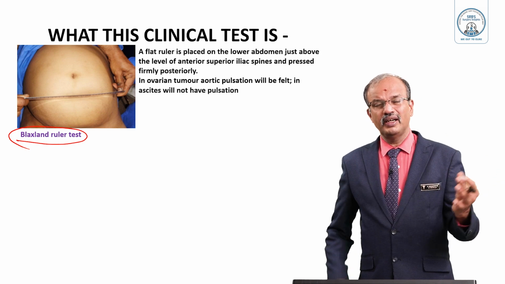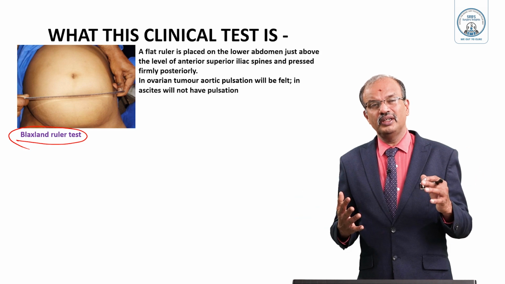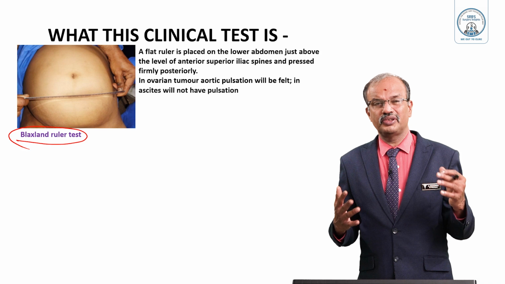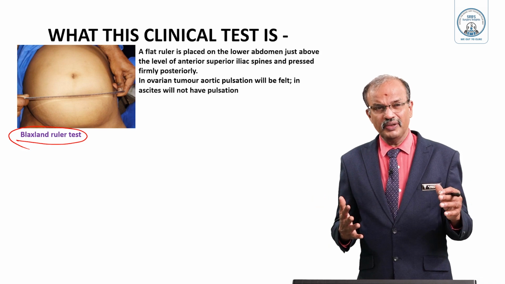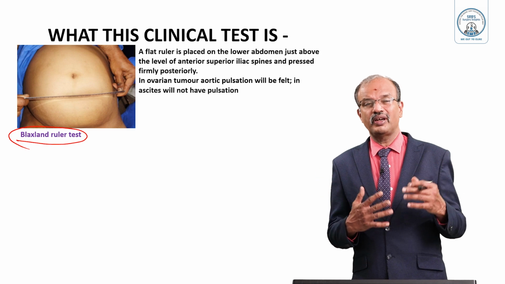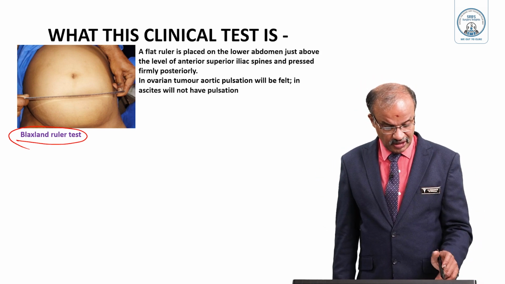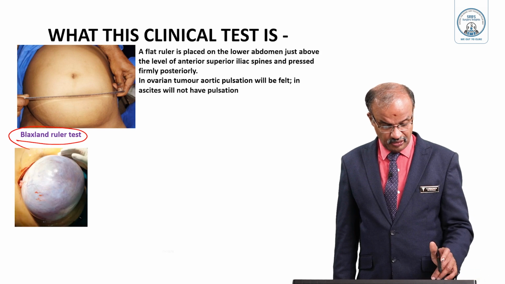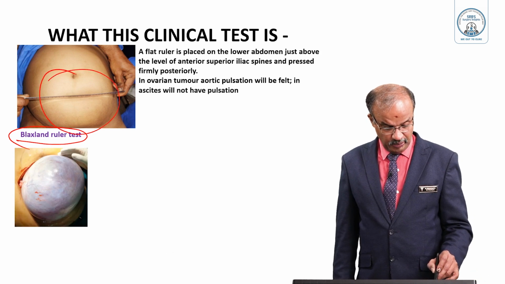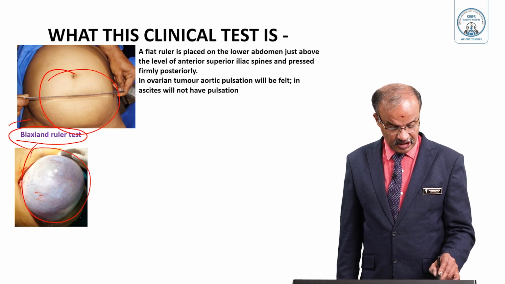Of course, currently whether it is ascites or ovarian cyst can be very well differentiated by ultrasound, CT scan, and all imaging. So it is only of clinical interest to improve your academic knowledge, probably historical. So this is the ruler test. Here the patient had an ovarian mass, and after opening we can see the ovarian tumor here. So this is typical of what is called the Blaxland ruler test.